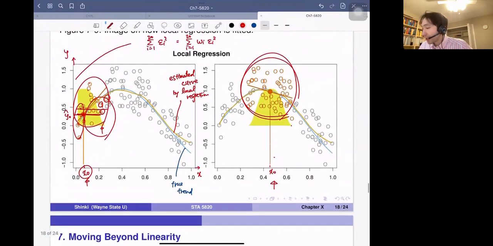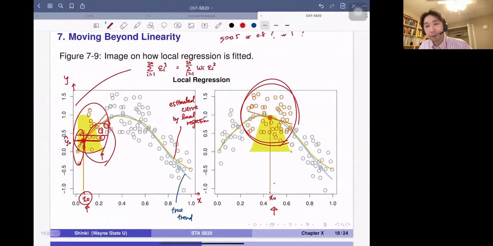But as you can see, probably we don't have to fit a very complicated curve. For example, the quadratic curve is not necessary. Probably just a straight line is more than enough.